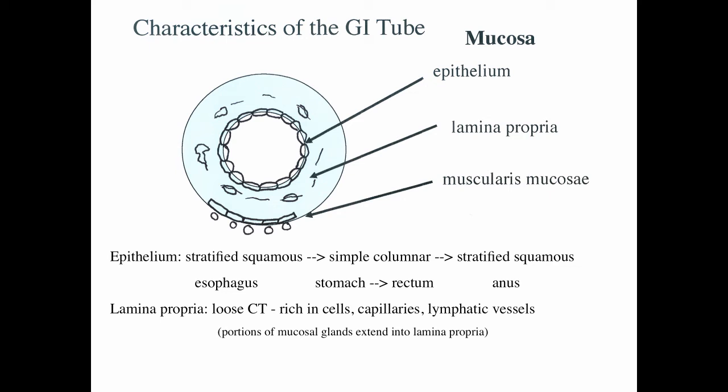The lamina propria in the GI tract consists of a loose connective tissue. It's very rich in cells, lots of capillaries and lymphatic vessels. Portions of the mucosal glands will actually extend into the lamina propria. And then the muscularis mucosae consists of two layers of smooth muscle, always smooth muscle, and always an inner circular and an outer longitudinal layer of smooth muscle. So this is the mucosa. An epithelium, a lamina propria, and a muscularis mucosae.